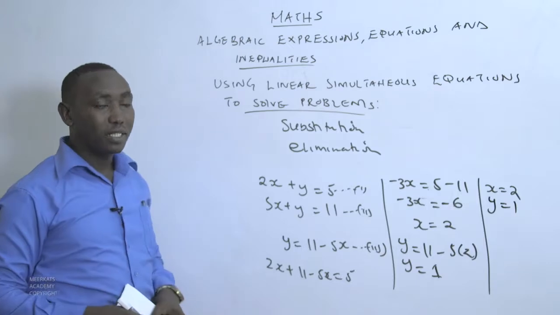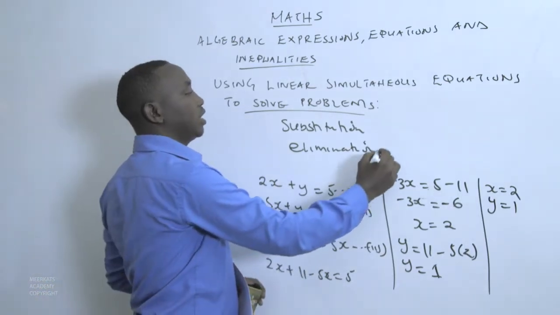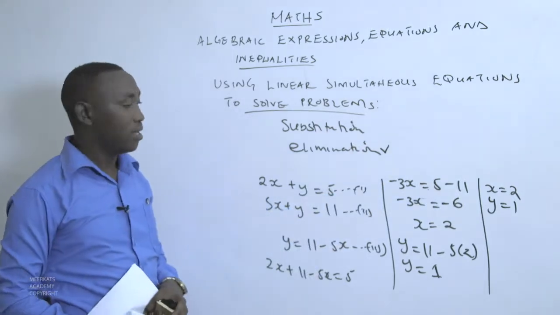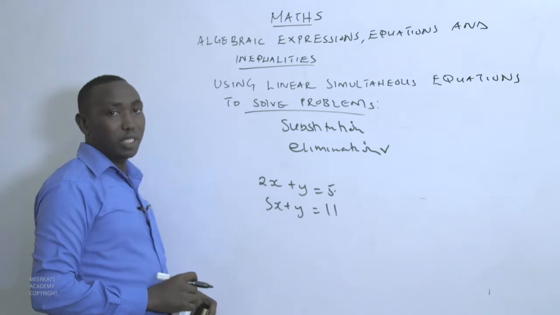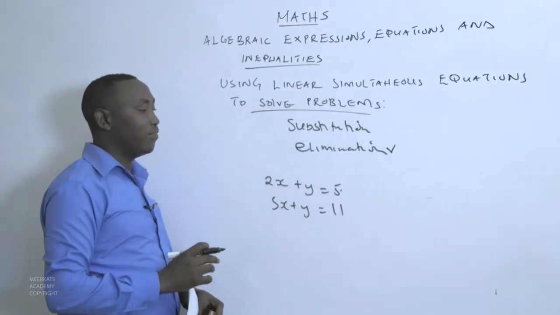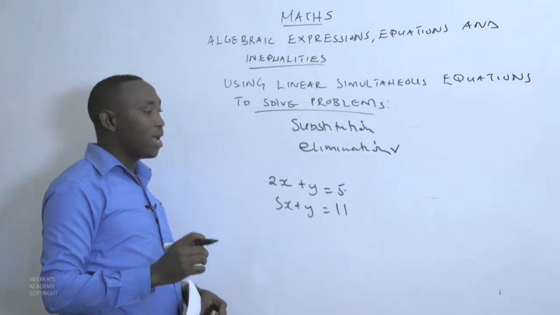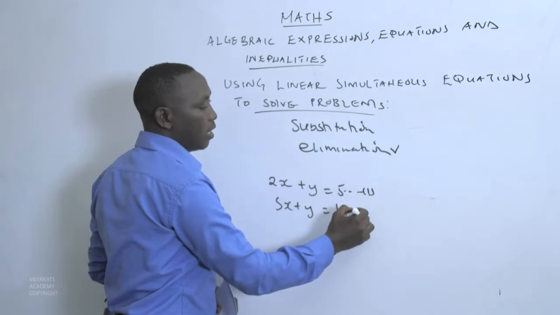Now that is the substitution method. What if you are supposed to use the elimination method? Using the same pair of simultaneous linear equations, we can use elimination to get the values of x and y that satisfy these two linear equations.